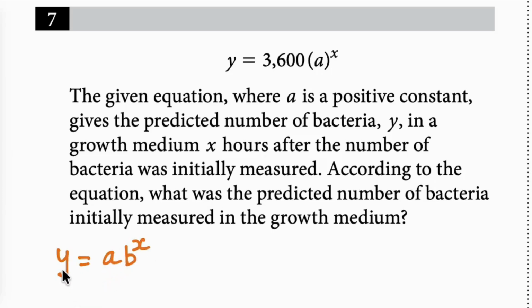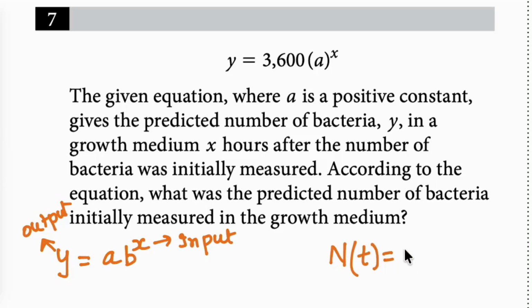So here, this is a function of x, so this is output, right? And this x is input. Whatever input you are going to give it, according to that the output will be calculated. And in this question it is about the number of bacteria, right? So the number of bacteria after time t is equal to 3600 a to the power t. That is about the number of bacteria.